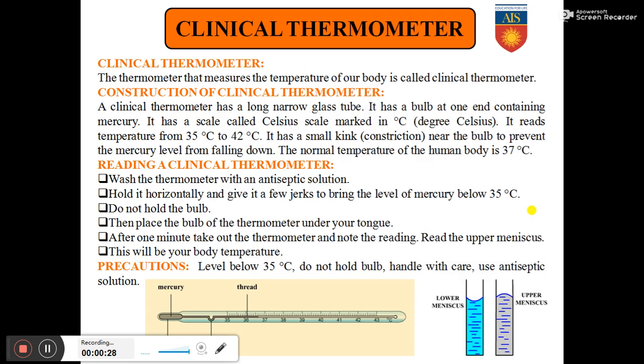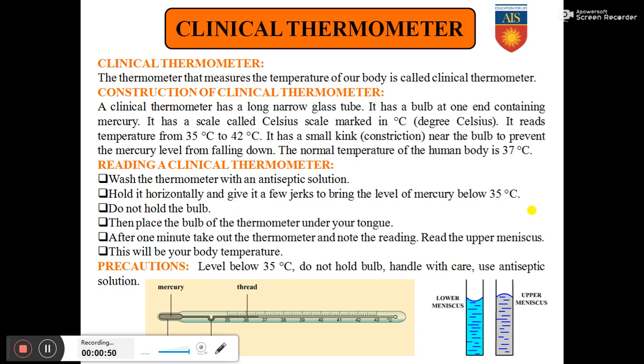The first and the most important is the clinical thermometer. What is a clinical thermometer? The thermometer that measures the temperature of our body is called the clinical thermometer. So the temperature of your body that you record when you're at home is with the help of a clinical thermometer. Construction of clinical thermometer.